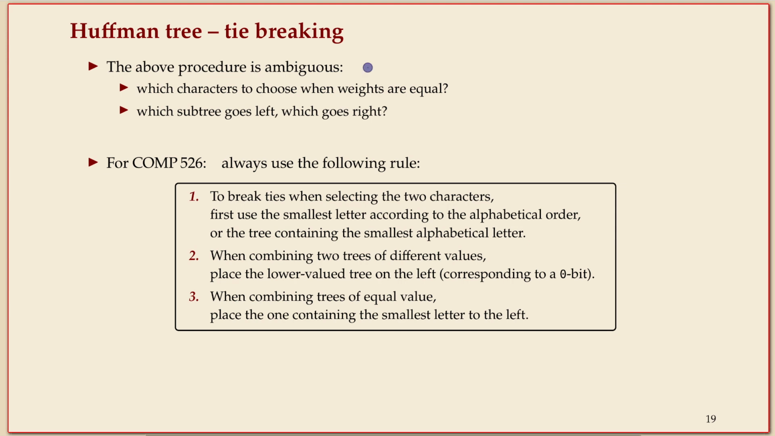The procedure from above is ambiguous in various ways. If we have ties for what is the lowest weight, it's not clear which two we should use. And when we combine things, there's a symmetry in which one is the left and which one's the right subtree. It doesn't really matter that much. The code will have the same length, but it's a different code, because if you swap some things in the tree around, you swap a 0 and a 1. If you combine things in a different order, you get slightly different code words.